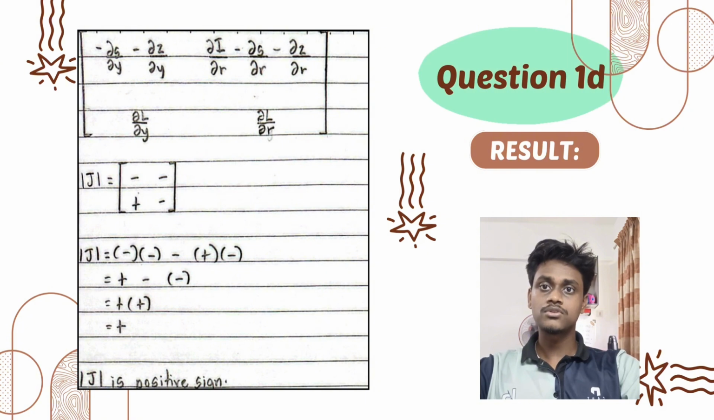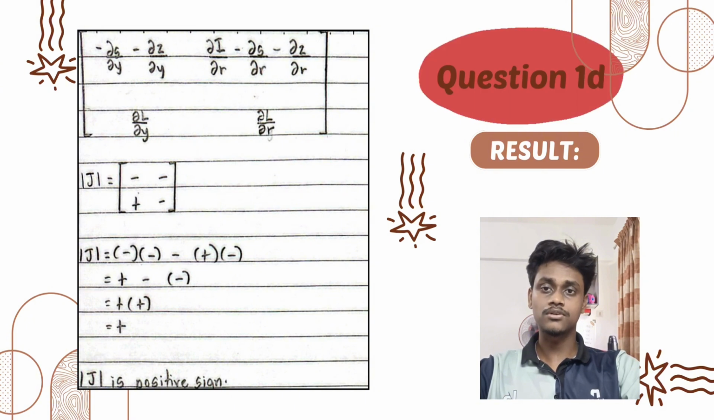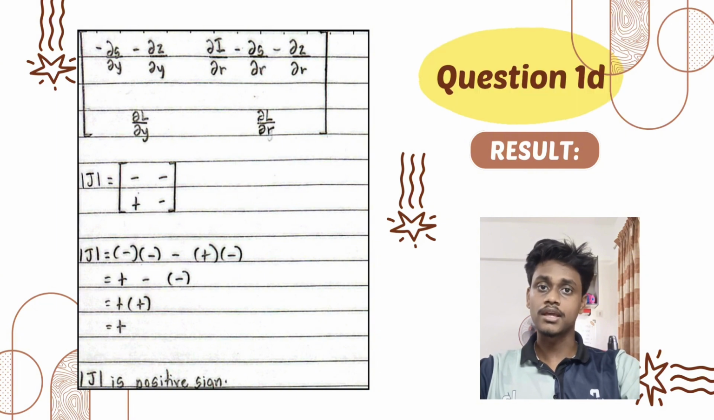And we look at the first row and second column, we get a negative relationship, and the second row, first column, we get a positive relationship. For the second row, second column, we get a negative relationship. Finally, we just find the determinant by calculating AD minus BC. In the end, the determinant has a positive relationship.